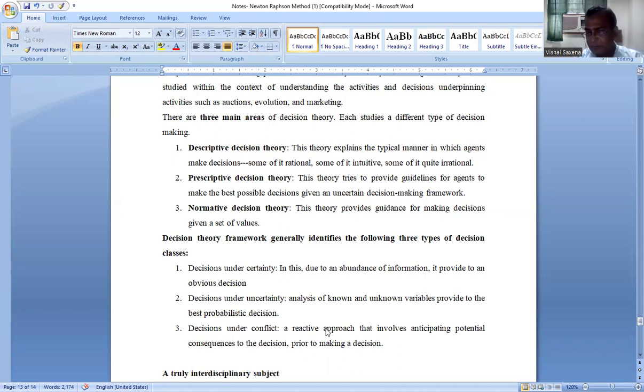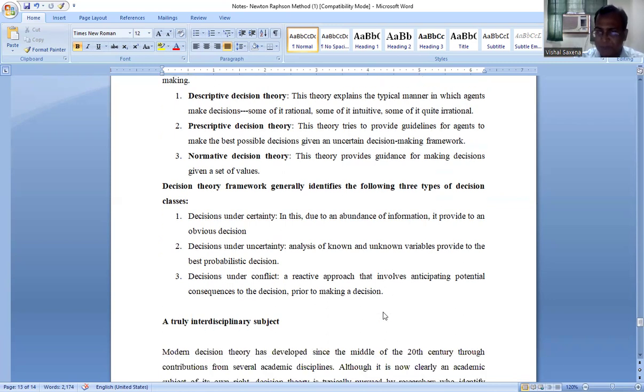A research approach that involves anticipating potential consequences of the decision prior to making a decision. So under conflict conditions, the researcher takes a reactive approach, and that involves anticipating potential consequences of the decision prior to making the decision. So ultimately, these are the three types of decision classes.